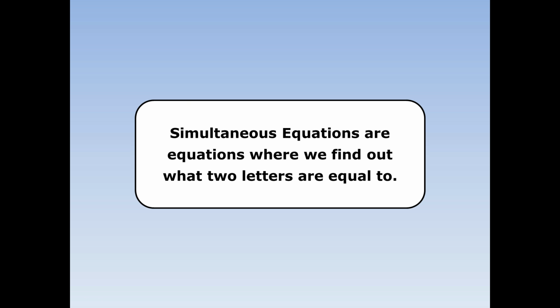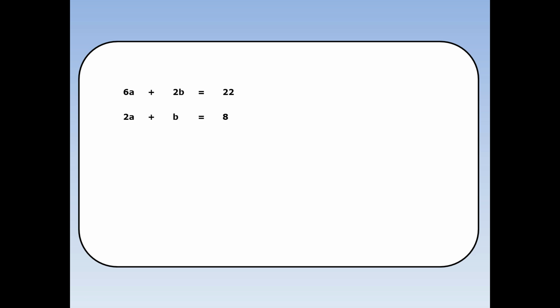Simultaneous equations by elimination 4. Simultaneous equations are equations where we find out what two letters are equal to. Here I have simultaneous equations 6a plus 2b is 22, 2a plus b is 8.